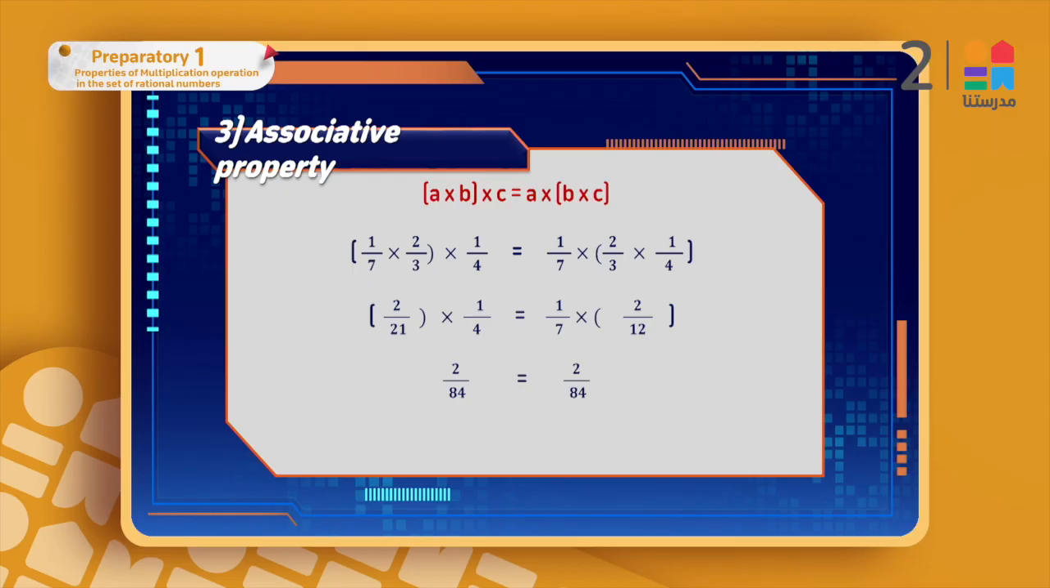Now let's work on the second side. 1 over 7 multiplied by 2 over 3 times 1 over 4. We will start multiplying from 2 over 3 times 1 over 4. 2 times 1 is 2, and 3 times 4 is 12, then multiplied by 1 over 7. 1 times 2 is 2, and 7 times 12 is 84. As you can see, they are equal. After simplifying, we will get 1 over 42 for each side.